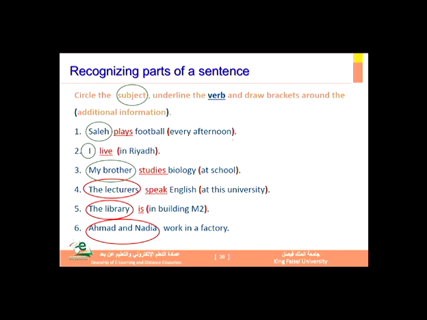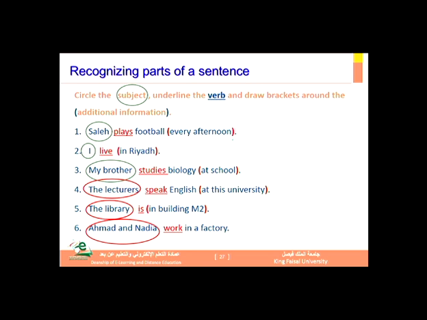Sentence number 6, Ahmed and Nadia work in a factory. So who works in a factory? Who is the subject? It is Ahmed and Nadia. So we circle Ahmed and Nadia. What do they do? They work. So work is the verb.